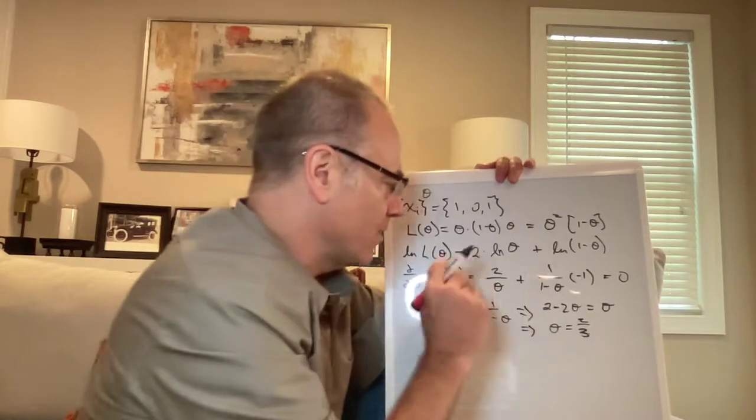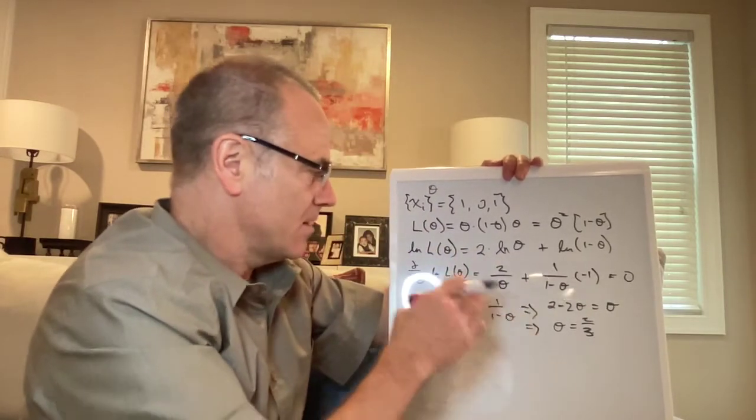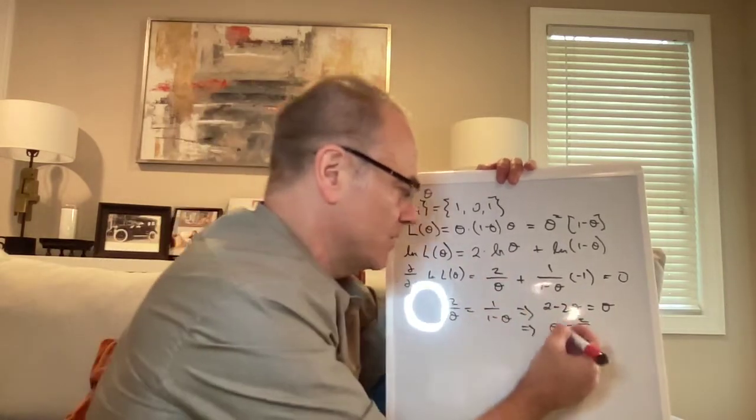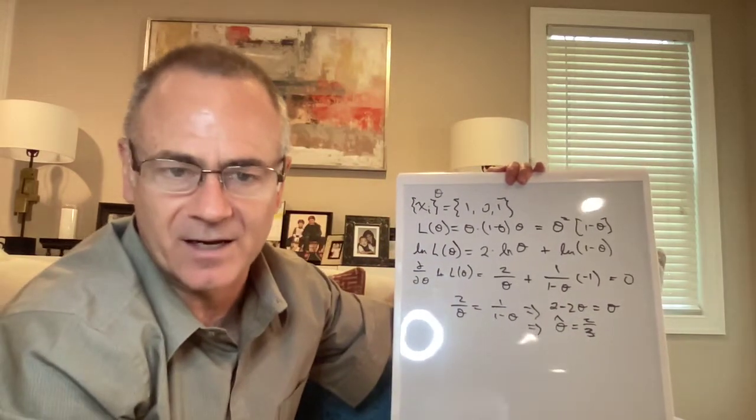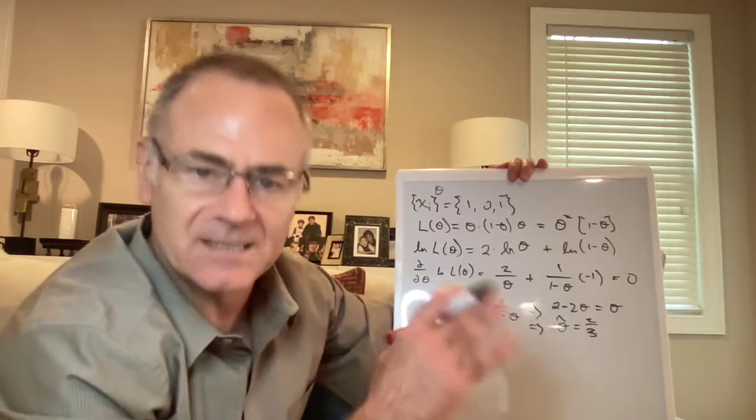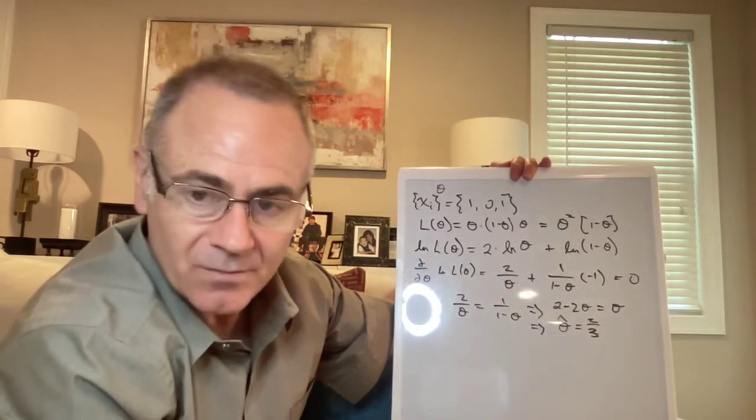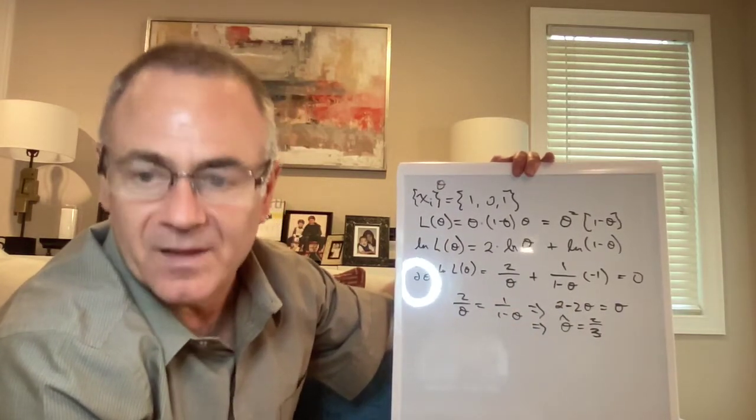So the theta that makes the derivative equal to 0 is 2/3. We're going to call that theta hat. That's defined as our maximum likelihood estimate. For this case, our maximum likelihood estimate of theta is 2/3.